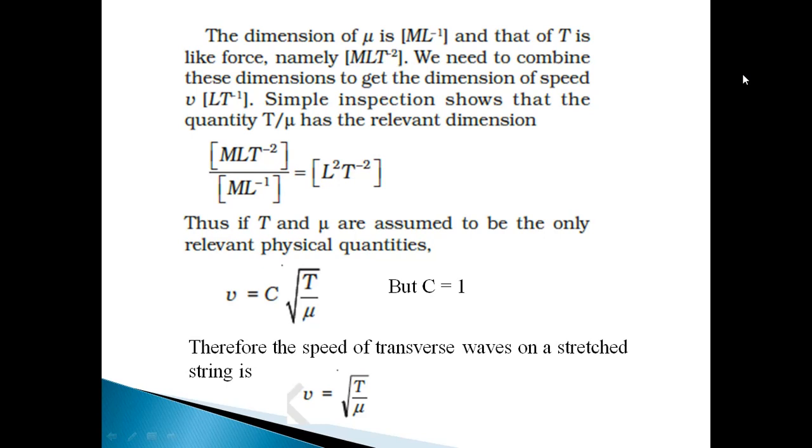Now, we are going to use the method of dimensions to get a formula for velocity here. So, you know the dimensions of mu, that is mass by length, will be M L^-1. And the dimensions of tension, which is the same as force, will be M L T^-2. And the dimensions of velocity or speed is L T^-1.